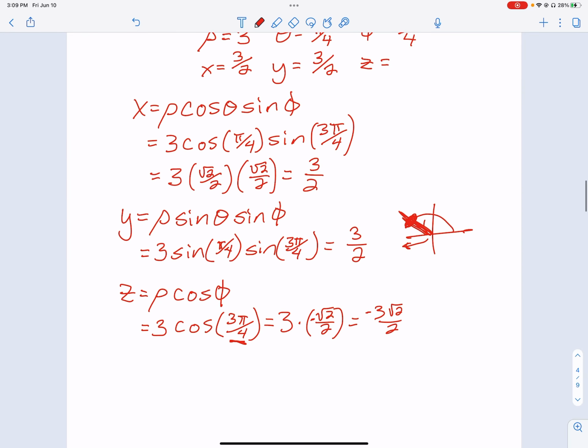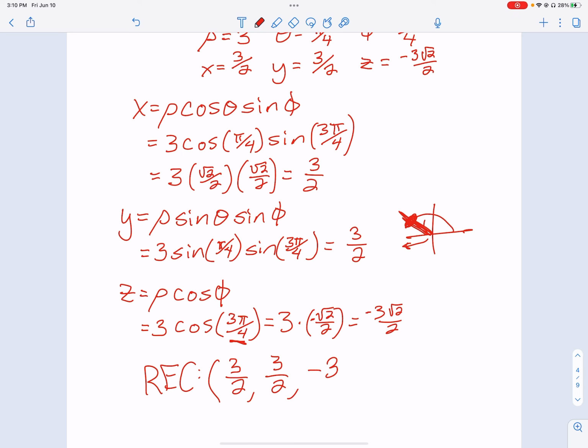So that is my z. All right, so z is negative 3 rad 2 over 2, which means my last point in rectangular is 3 over 2 x, 3 over 2 y, and negative 3 root 2 over 2 z. All right, I have one more example going the opposite direction for you.